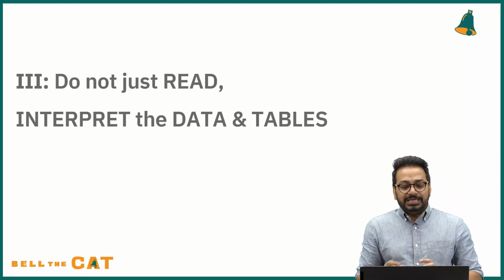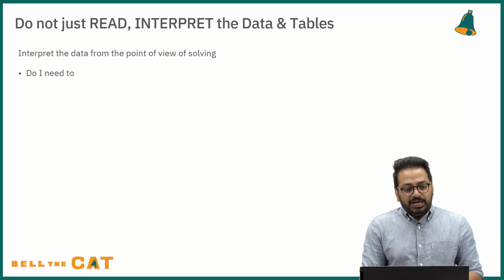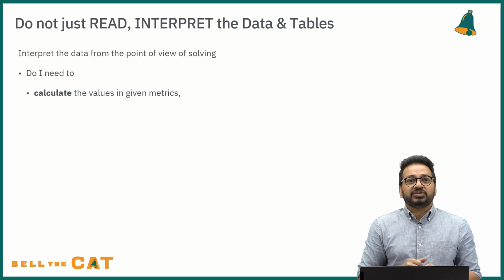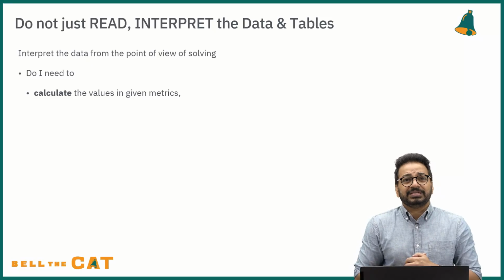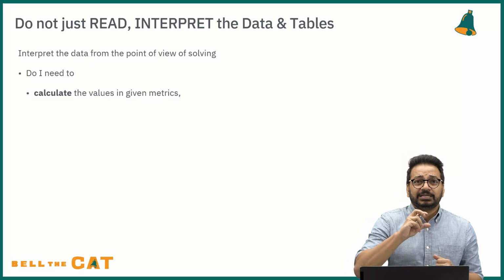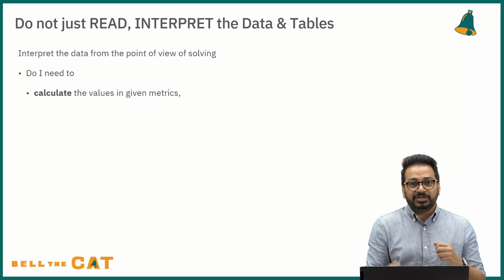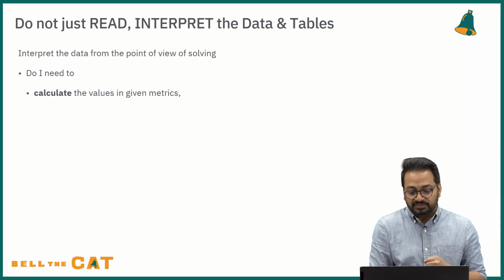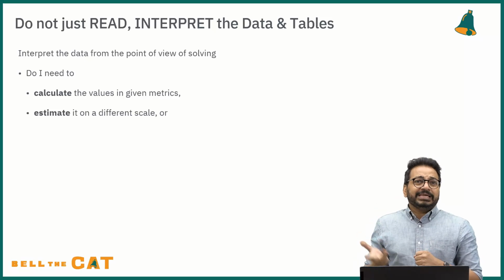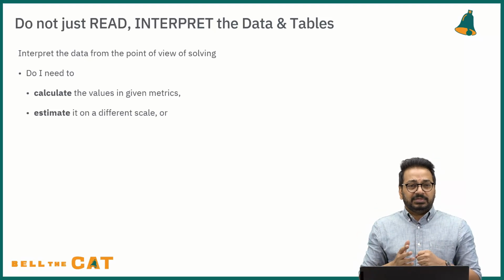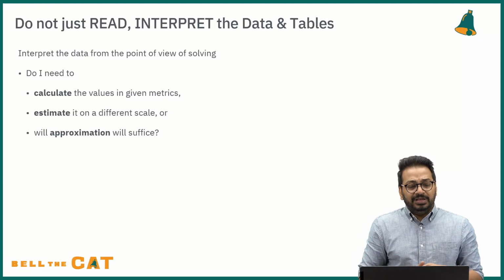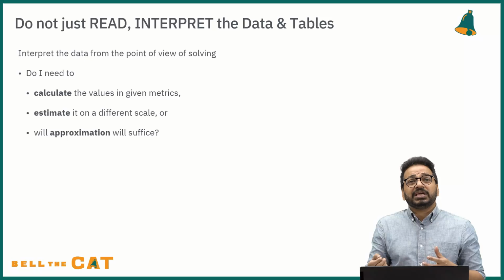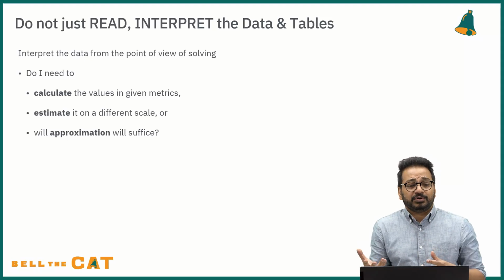So what do I mean by interpret the data in the tables? You have to ask yourself, do I need to calculate the values in the given matrix? This will get explained when I do the set. Do I need to exactly calculate the values in the given matrix, or can I estimate it on a different scale? Again, I'll take an actual CAT set and show you how this is. Do I need to actually calculate the precise values, or will approximation suffice?